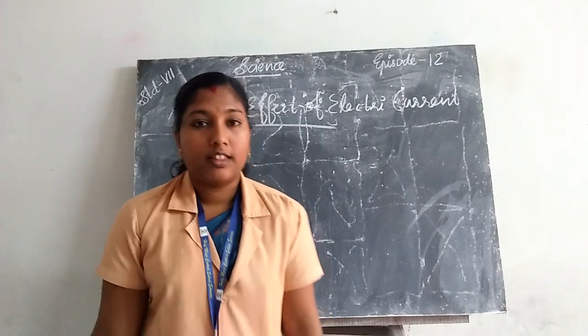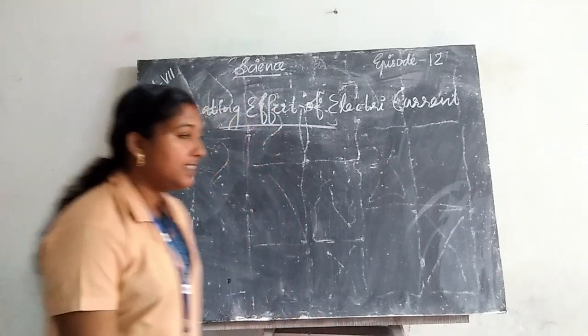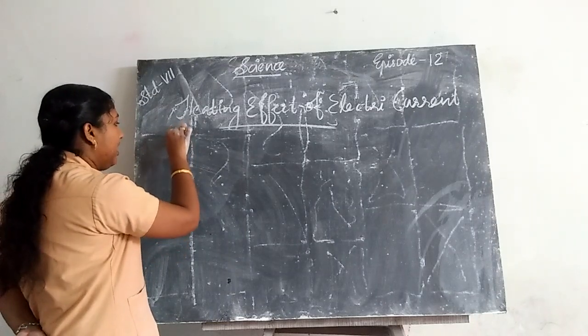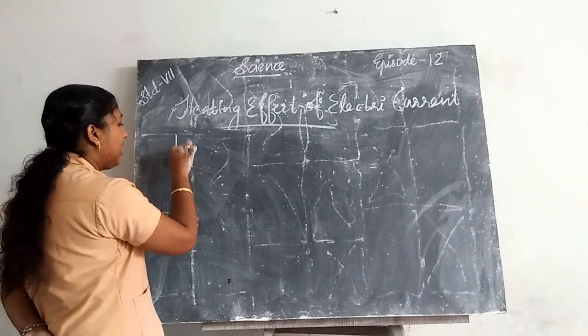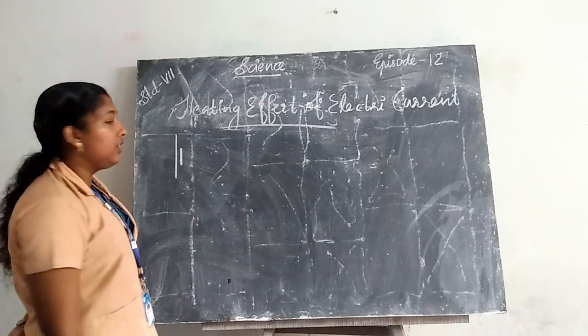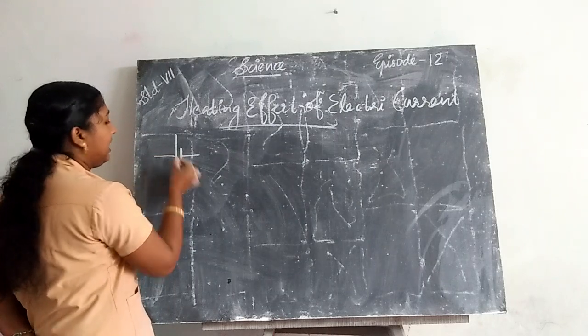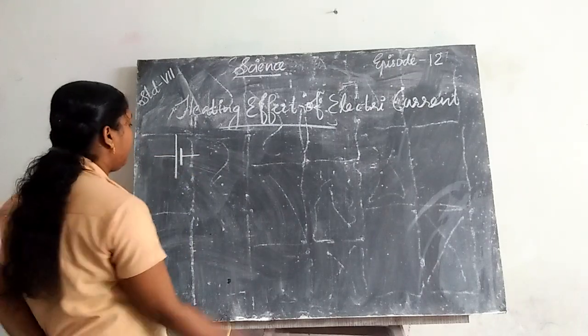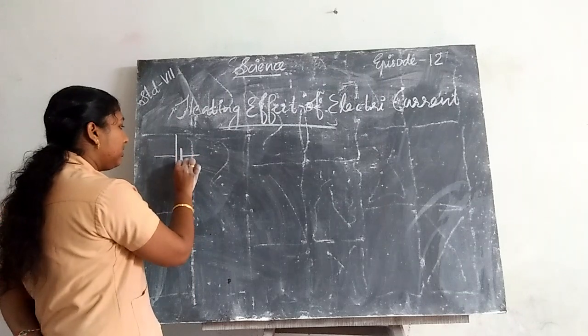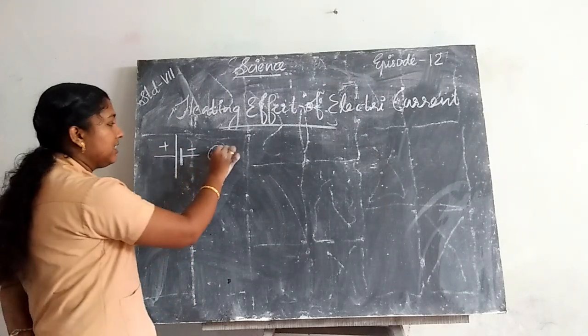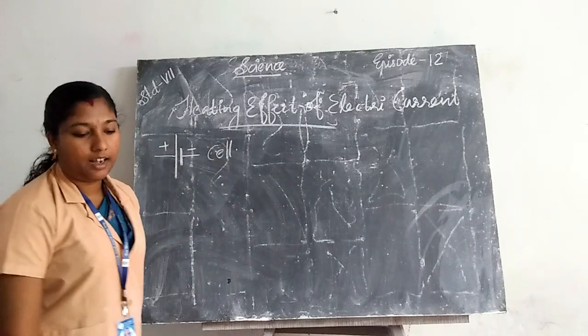We learned the symbol for an electric cell. What is the symbol for an electric cell? A long line and a short line are needed to denote the symbol of a cell. The long line indicates the positive terminal and the short thick line indicates the negative terminal.